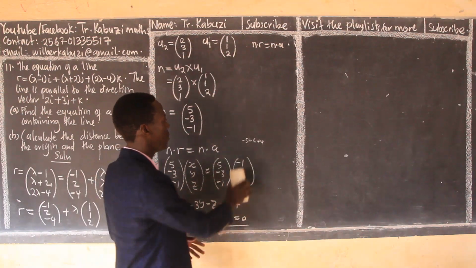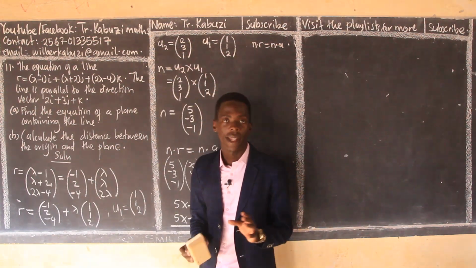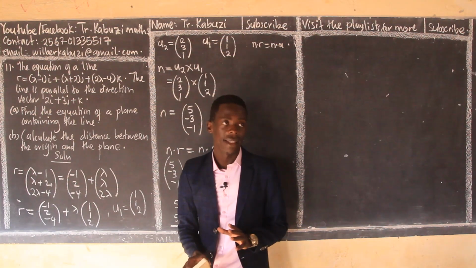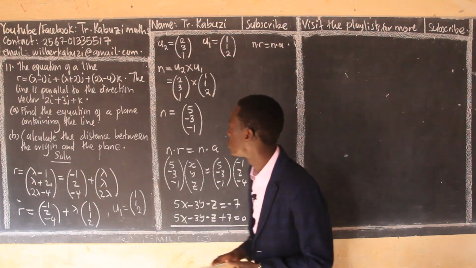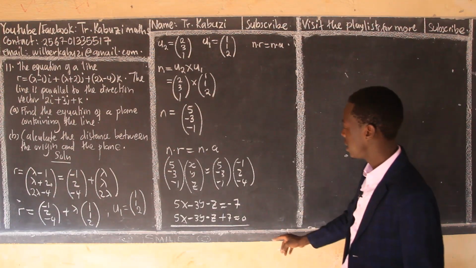So in UNEB, we don't correct anything. Don't ever correct anything. Whether the question is wrong, you do it the way it is. It's them to decide what they will do. So that is our part A, and the equation of the plane is here.